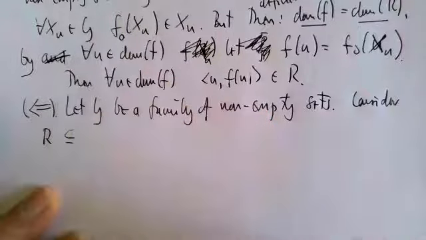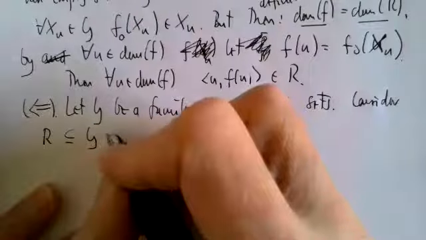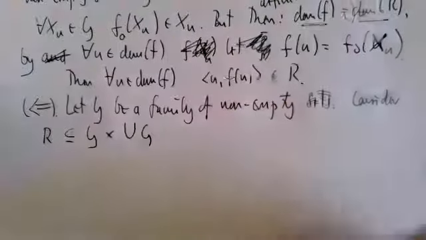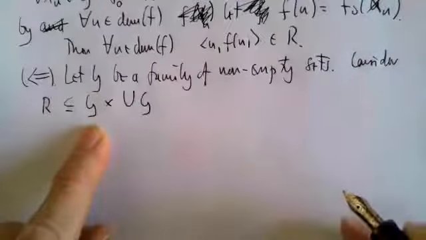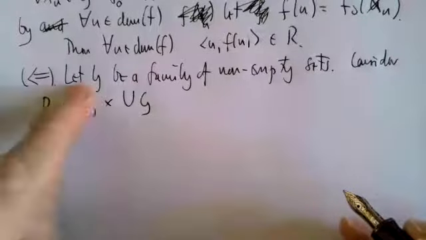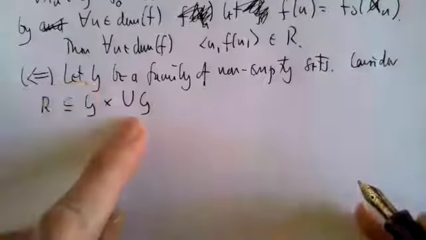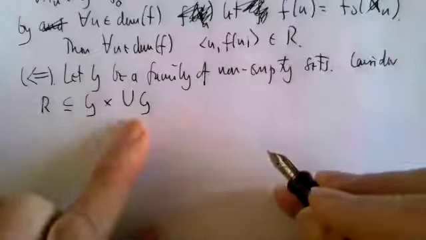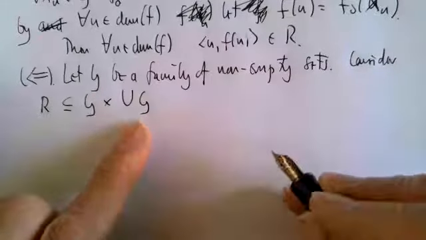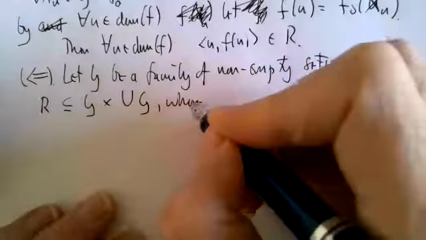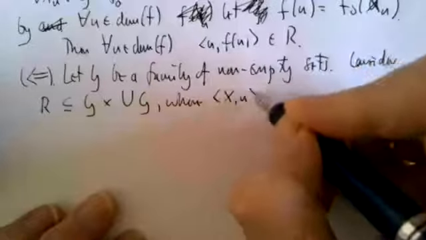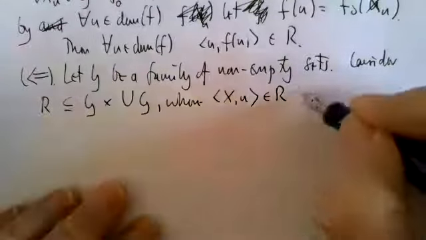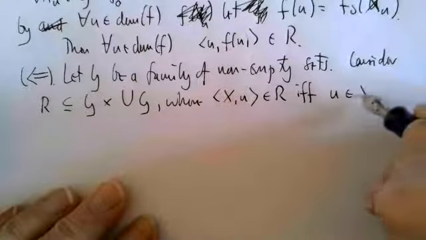So consider R, and it will be contained in G cross the big union of G. Okay, so the first element of a pair here is going to be one of our non-empty sets. And the second element is hopefully going to be something in all of these sets smushed together, the union of all of these sets together. And we're going to have XU in R if U is in X. I still have to specify what R is going to be.